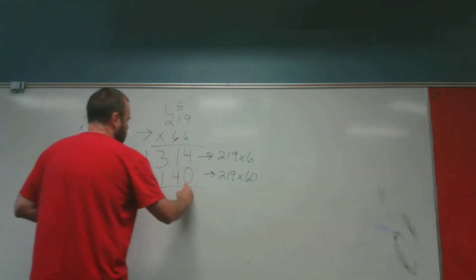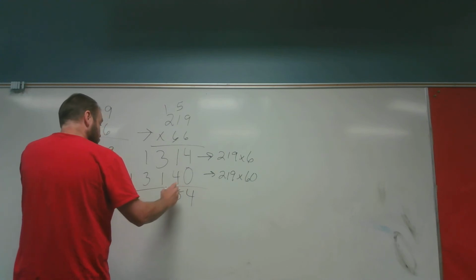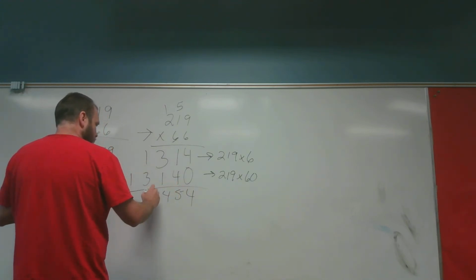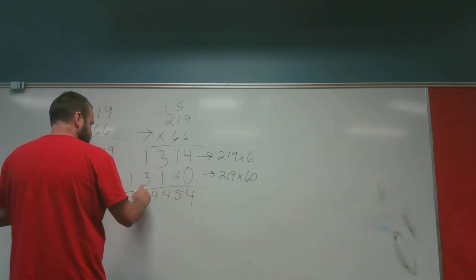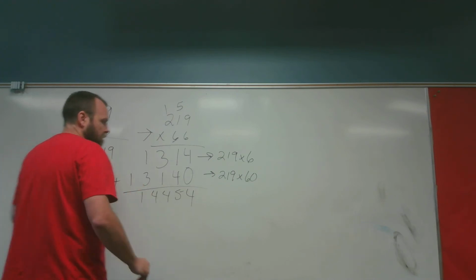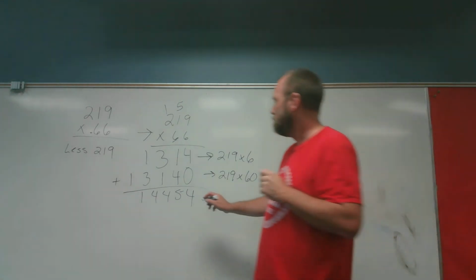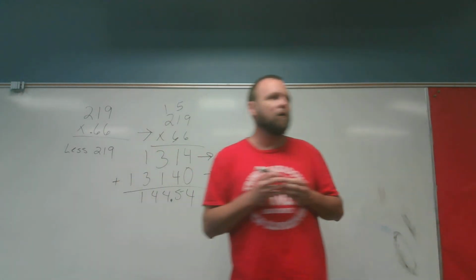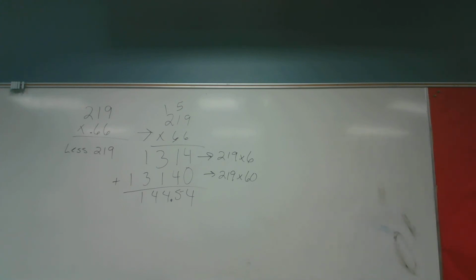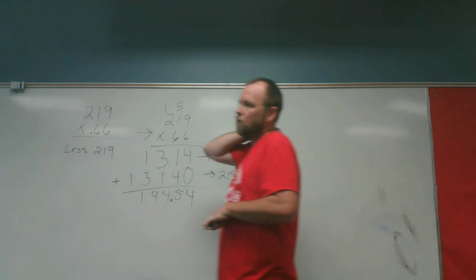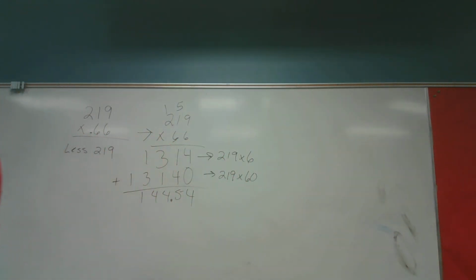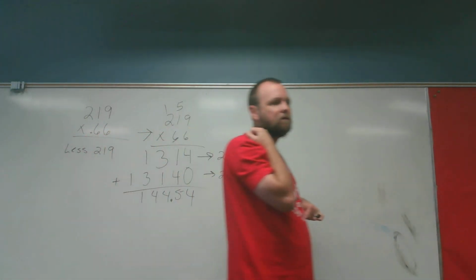4. Colin, 1 plus 4 is? 5. 1 plus 3? 4. 1 plus nothing else? 1. And Colin, how many numbers are behind the decimal point? 2. So you should have gotten 144 and 54 hundredths. Colin, is that less than 219? Yes, it is. Questions?